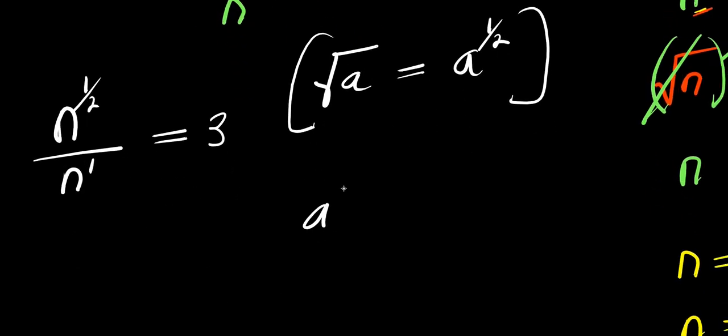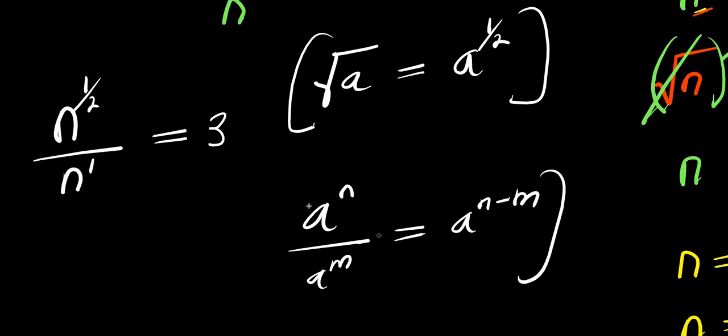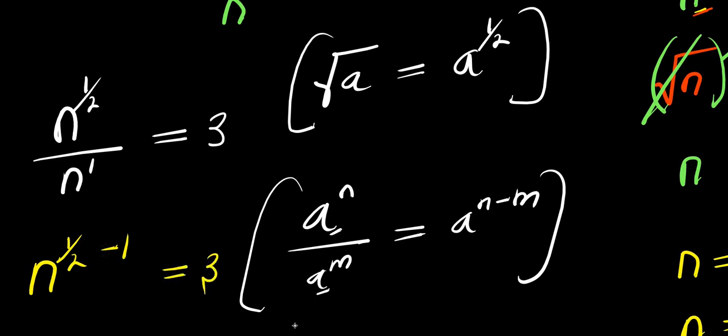Now if you have a power n divided by a power m equals a power n minus m. When the bases are the same, you subtract the exponents. So you have n power 1 over 2 minus 1, and this equals 3.